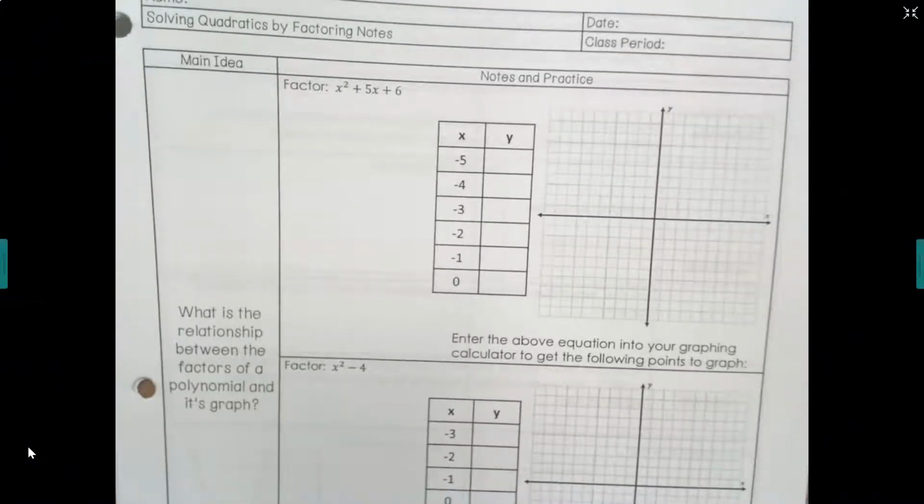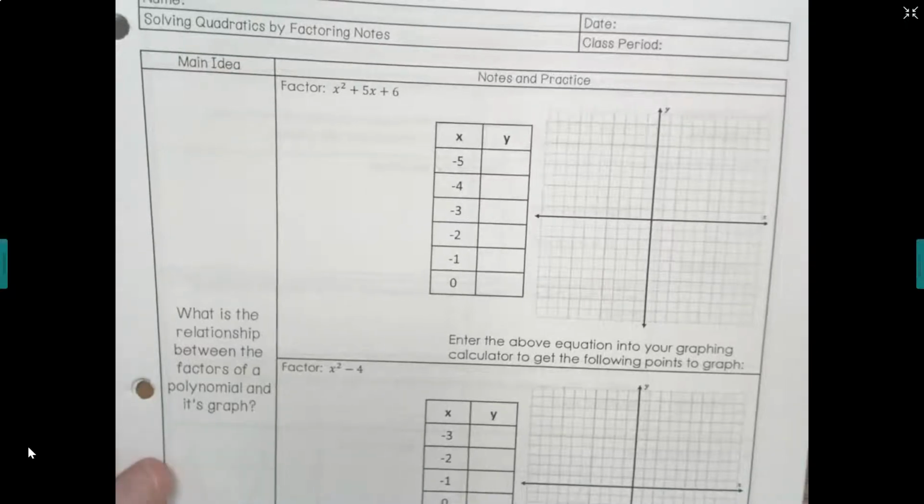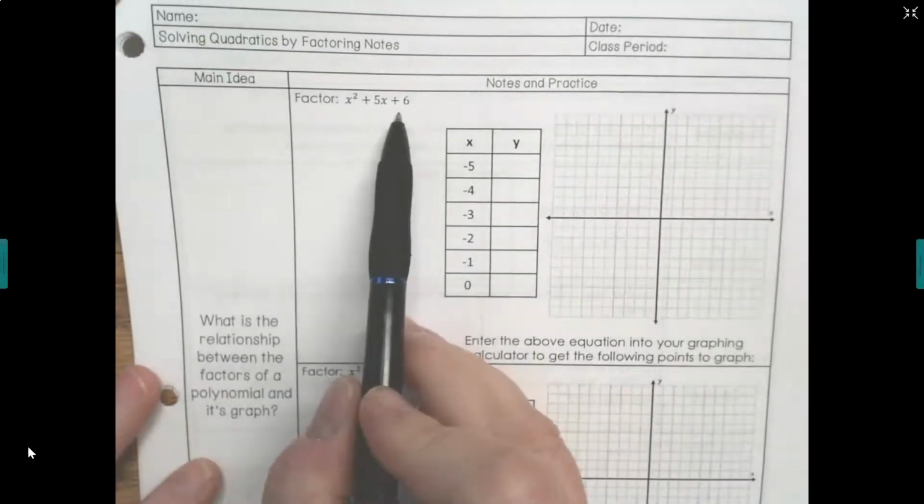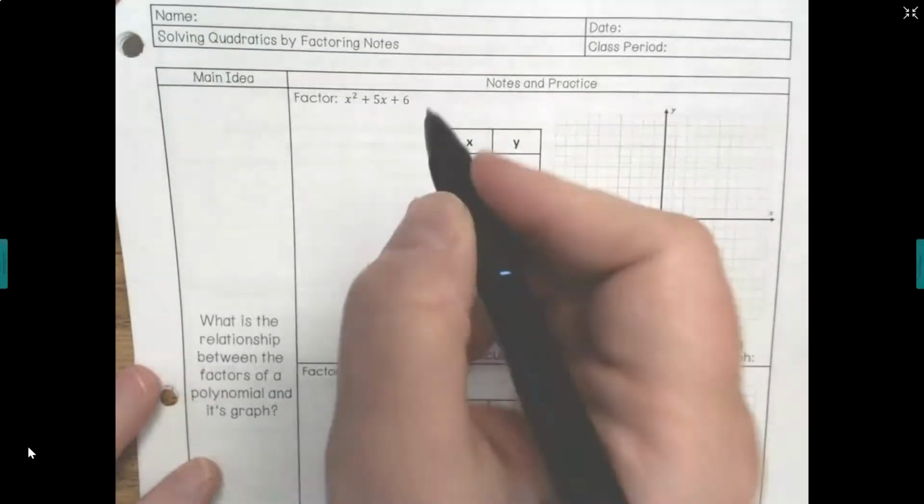This video is on solving quadratic equations by factoring. We're going to begin by taking a look at what we've been doing and at some graphs of quadratics, and see how they could relate to each other. The first thing we're going to do is look at this quadratic and factor it.